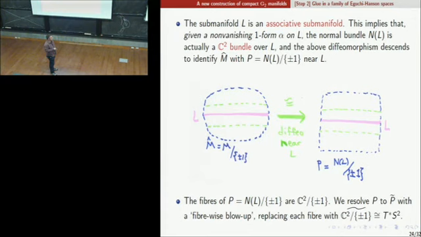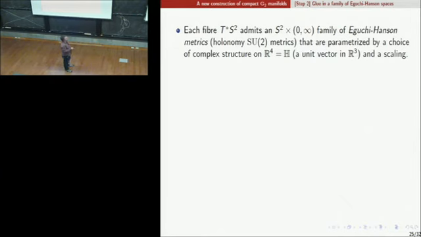Oops. So we want to blow up at the origin and do a fiber-wise blow up, replace each fiber by the blow up of this, which is topologically T star of S2. Okay? And it turns out that this space, T star of S2, is well known. It has a holonomy SU2 metric, the Eguchi-Hanson metric. In fact, it has a whole S2 times (0, infinity) family of these metrics. So the S2 is a choice of complex structure on R4, and this is a scaling.